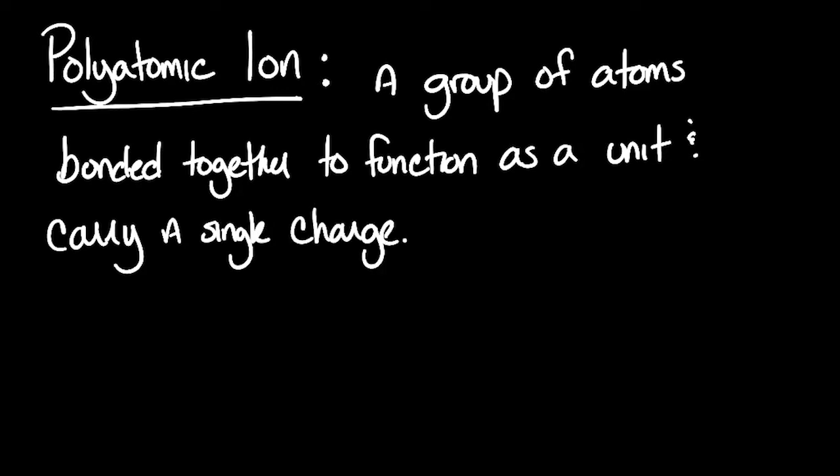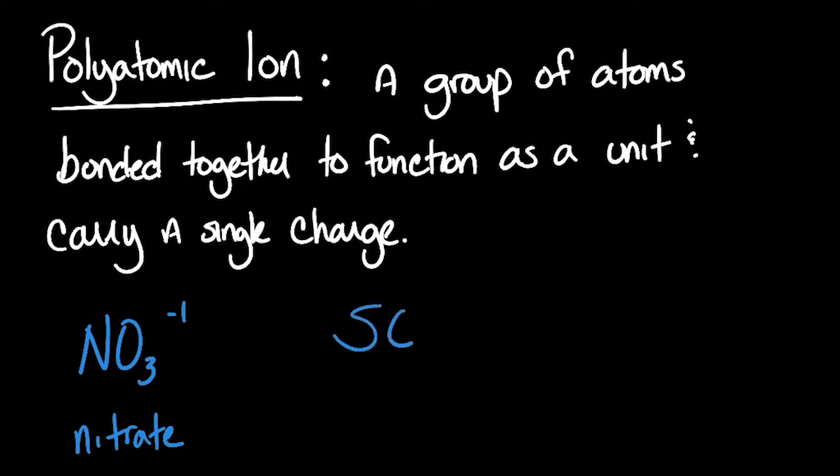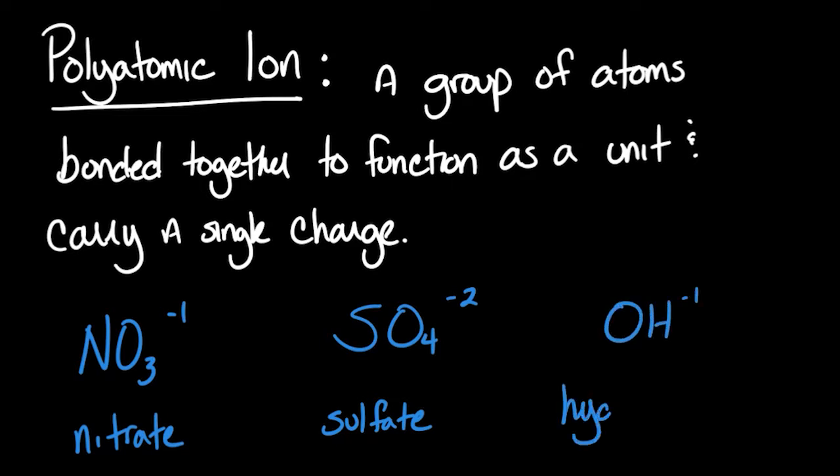Now, from that description, you might think that polyatomic ions aren't something that we come across very often in chemistry, but they're actually fairly common. In fact, we've already seen a few polyatomic ions in some of the labs that we've done this year. For example, NO3 with a -1 charge is nitrate. SO4 with a -2 charge is sulfate. And OH with a -1 charge is hydroxide.